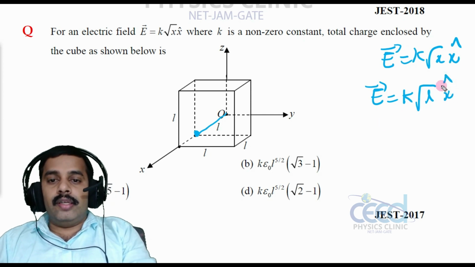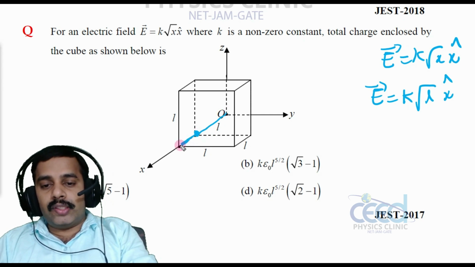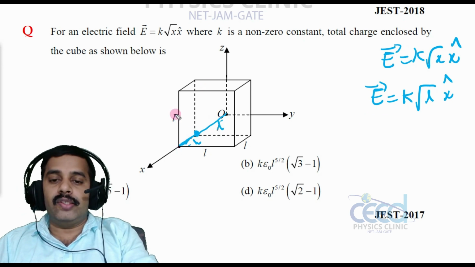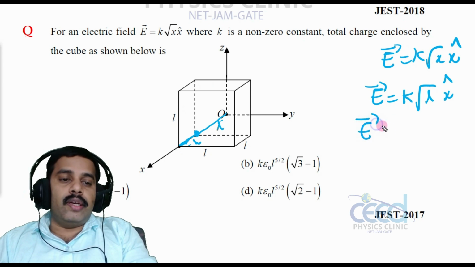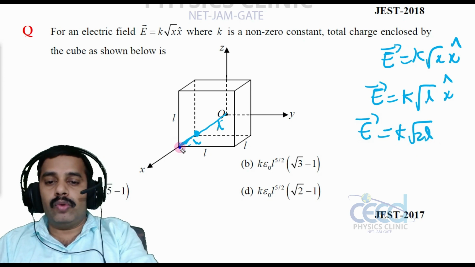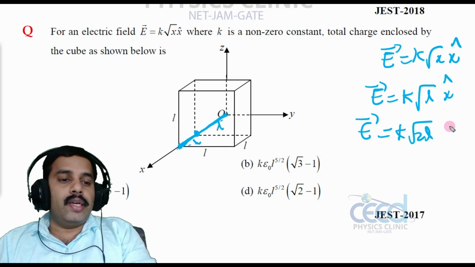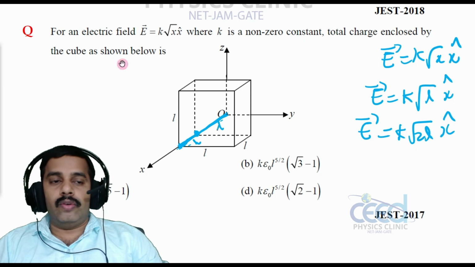Now if you consider this face, it is L, and again this is L, so 2L. So what is the electric field on this face? The electric field is equal to k into root 2L x cap. I can replace this L with 2L because the distance to this face is 2L.